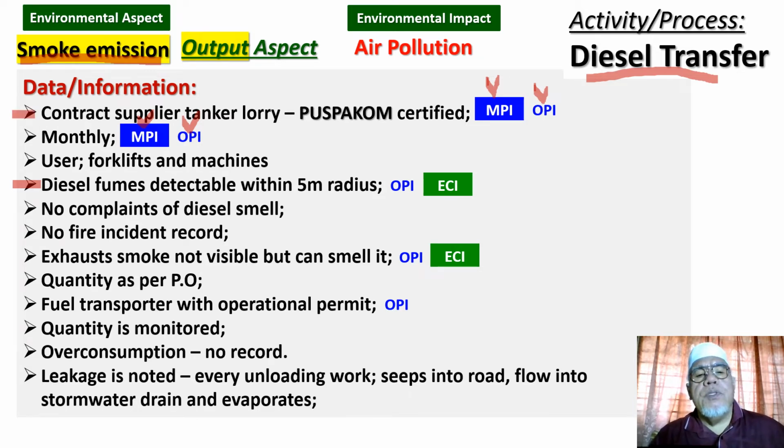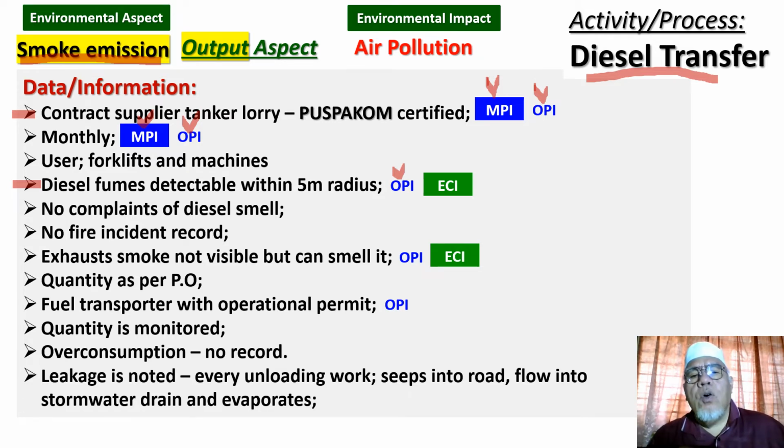Now, diesel fumes detectable within 5-meter radius. Well, the presence of diesel transfer is nothing to do with smoke emission really, but it is diesel due to the presence of this activity, diesel transfer. We can take that, or we can choose not to take that as our EPE data. But since the data is a bit austere as far as environmental performance evaluation is concerned, I decided to take it in. So diesel fumes is an operations performance index, score 1.